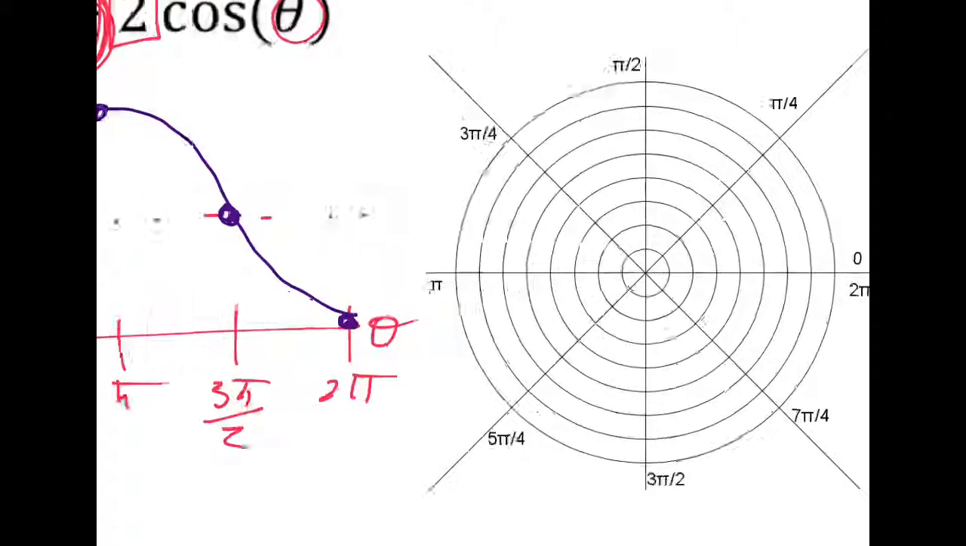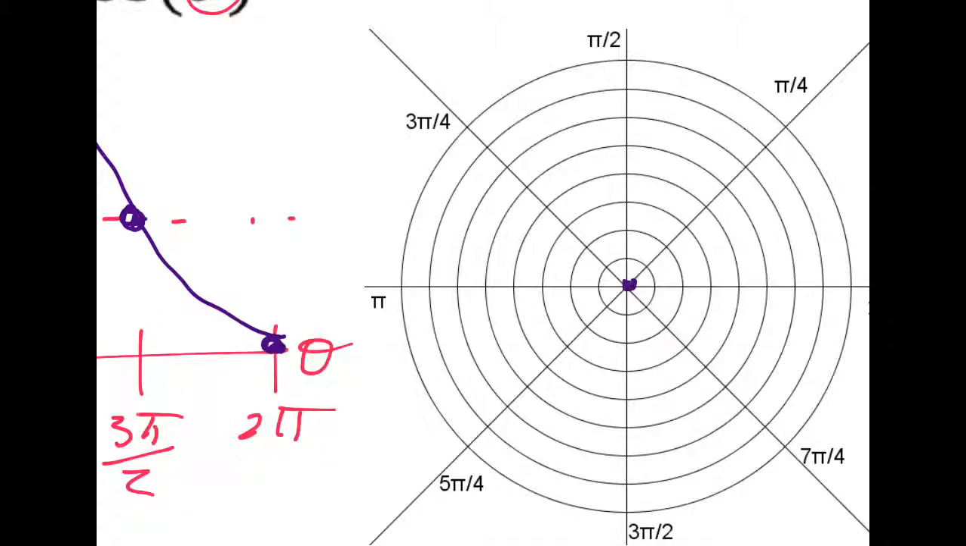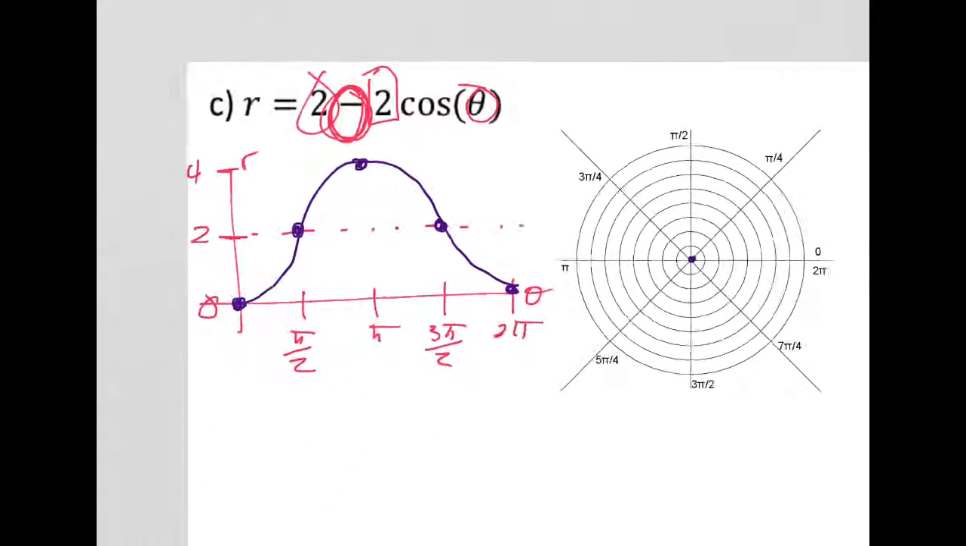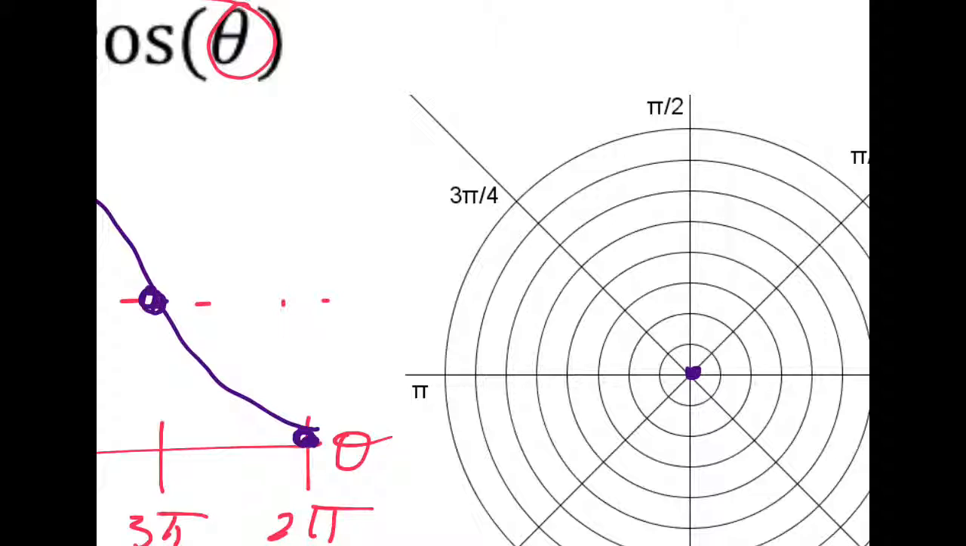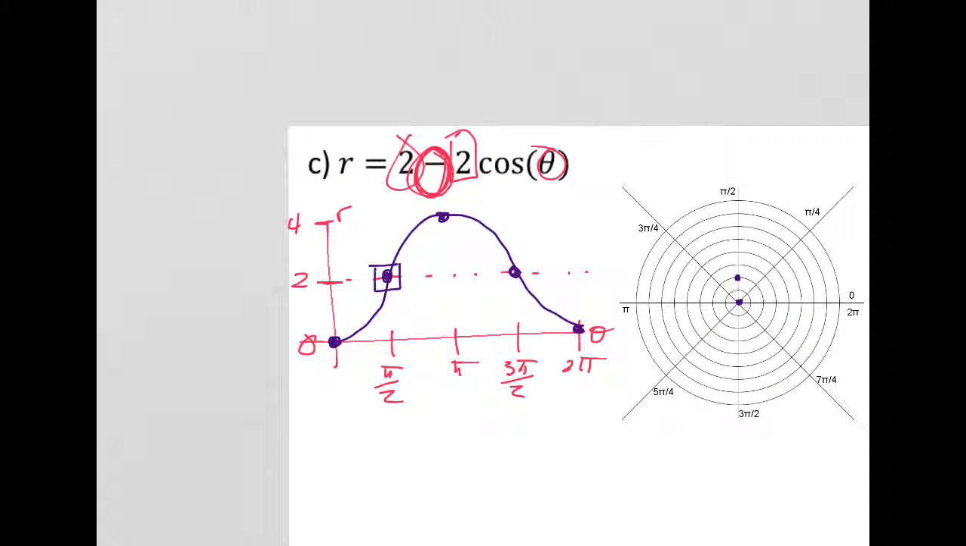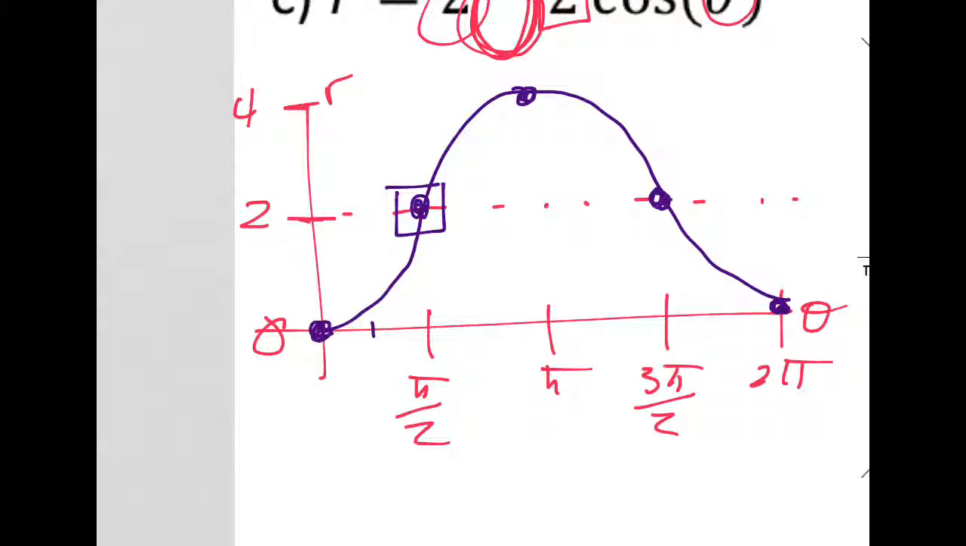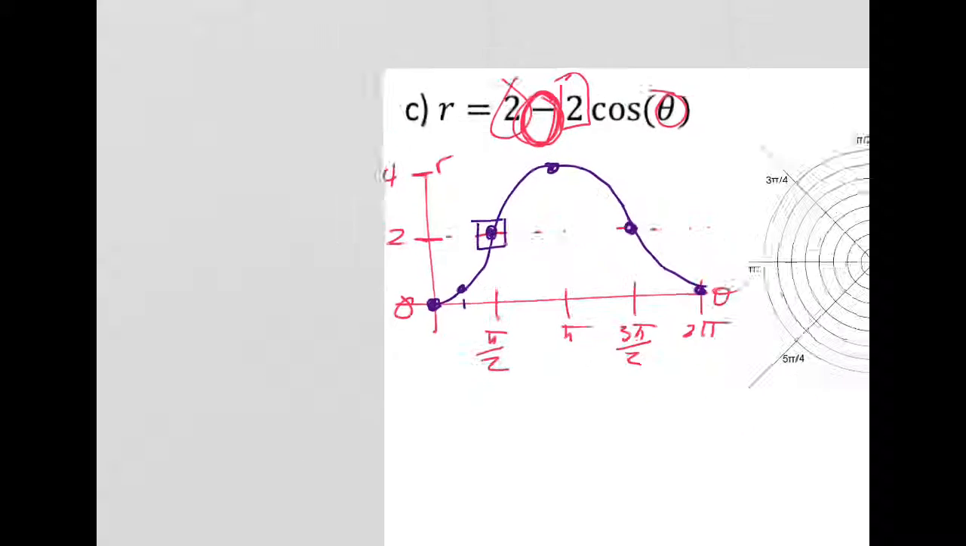Let's now go on from here. So, first point now is actually at the pole. So we're going to hit that spot right there. Second key point, when pi over 2 is our theta value, we have a radius of 2. And so we're going to get this value right there. But what about in the middle, between there? What happens at pi over 4?